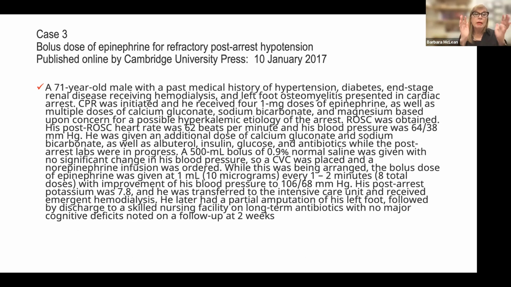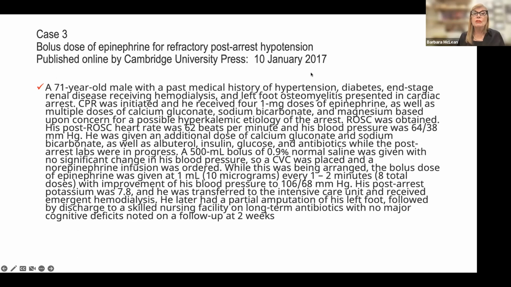So assuming that he has a hyperkalemic arrest and treating all of that, he gets a fluid bolus that doesn't really change his blood pressure. He gets a central line and a norepinephrine infusion ordered, but it's going to take some time to get that norepinephrine. So again, a bolus dose of epinephrine is given at 1 ml.